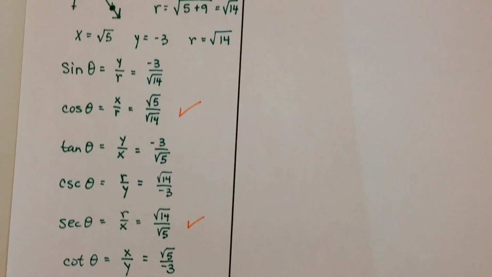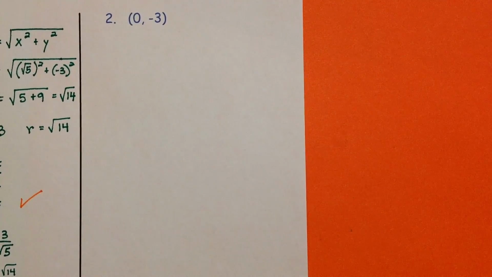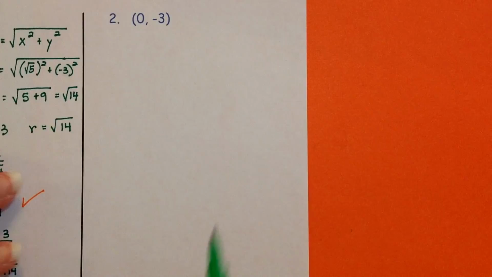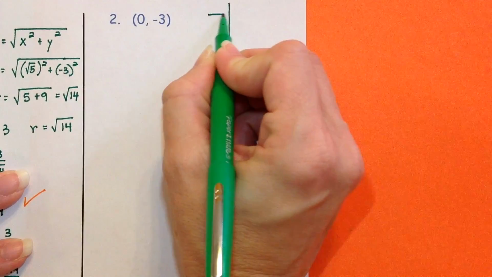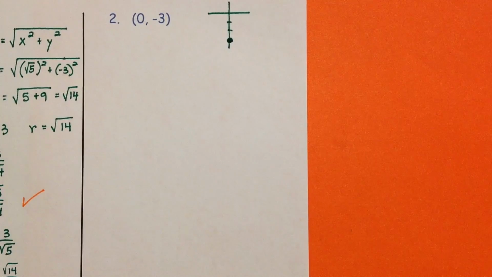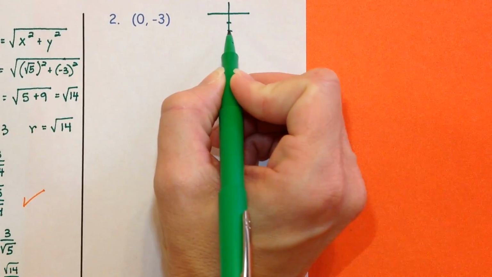Okay, same instructions, just another point here for us to look at. So this time I have the point 0, negative 3. Okay, again, I'm going to start out with a picture here. So if I were to plot this point, this point has to be on my terminal side. So the terminal side of my angle happens to be on the y-axis. Again, which way did I rotate to get here makes no difference, okay?